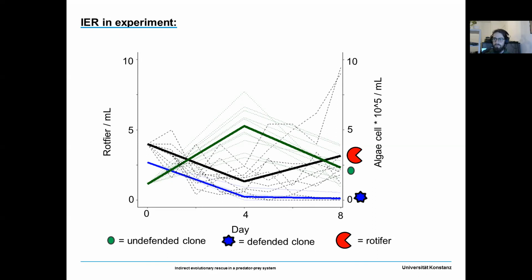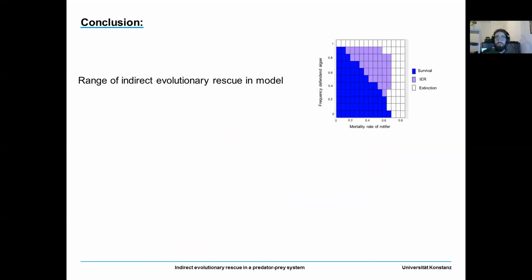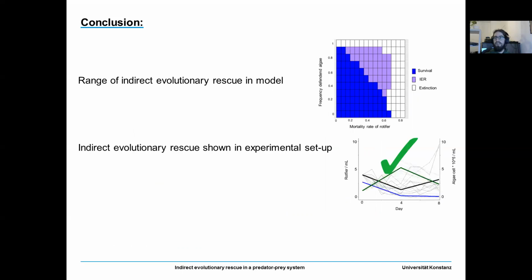The increased predation then also leads to a decline in algae density of the undefended clone. And here we see nicely how we define indirect rescue happening in the experiment. So concluding, I was able to show a range where indirect evolution can happen in a model, and then prove that this happens in experiments as well.